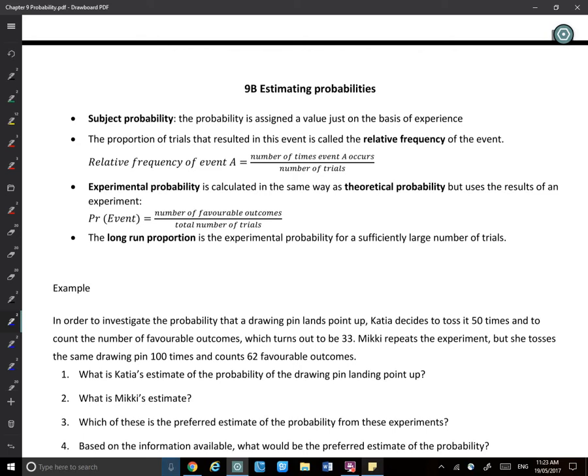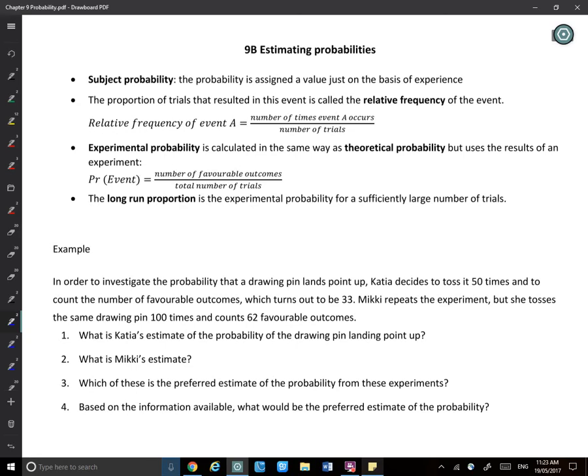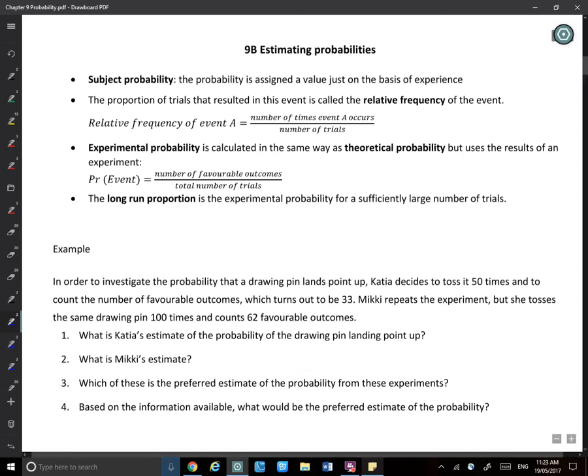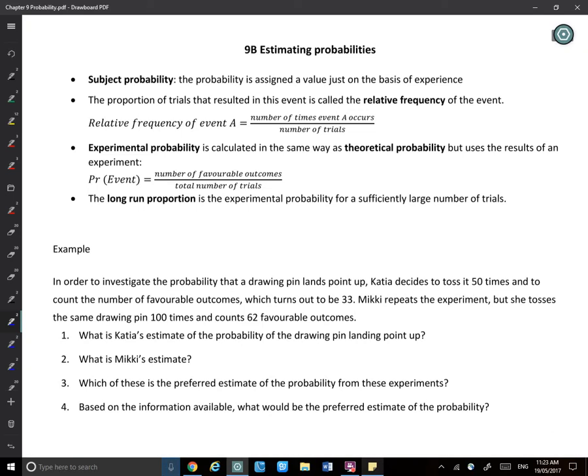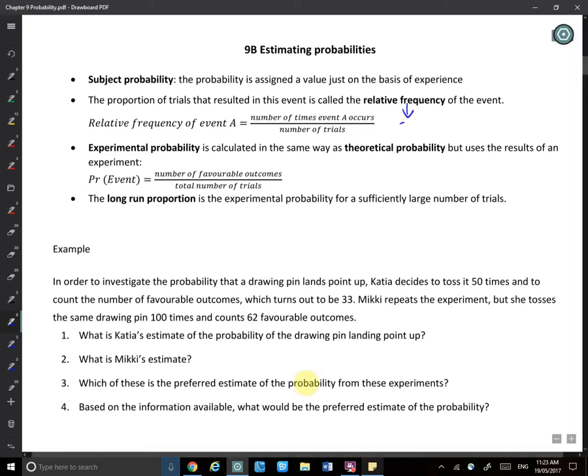It's based on what I think, what I believe. So basically subjective probability is based on what I believe, and I give a number. So we just need to know what it is. And the proportion of trials that result in an event is called the relative frequency of an event. So the relative frequency of event A is the number of times event A occurs over the total number of trials. That's based on the experiment.